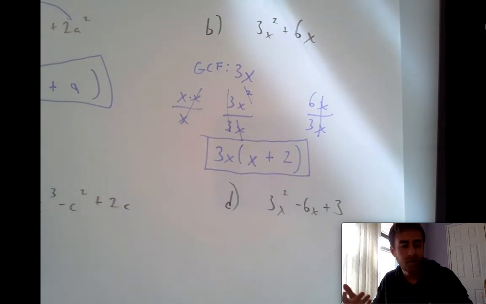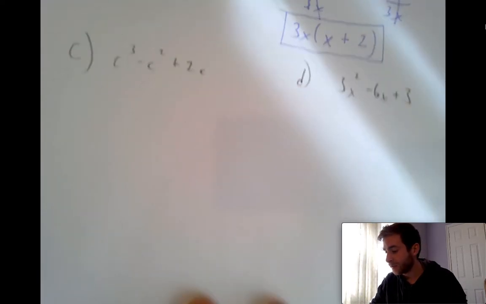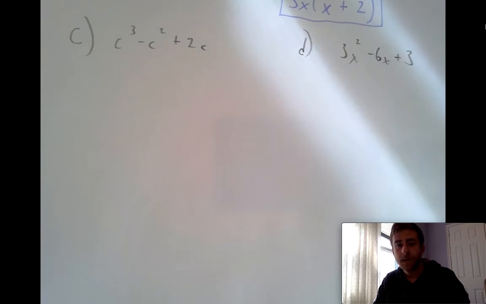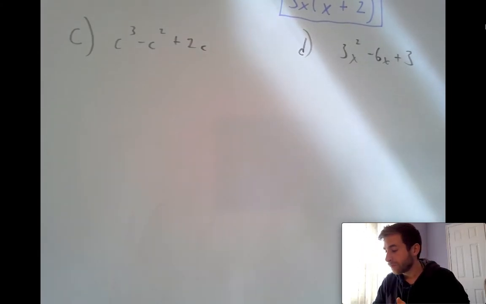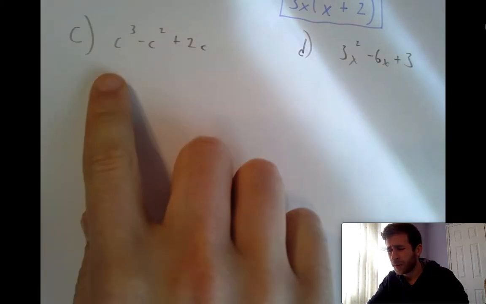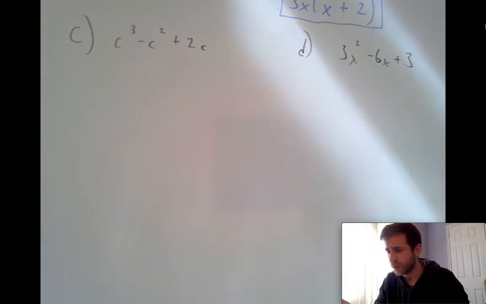If we did the distribution, you'd find out that it's A-okay. Let's move on to letter C as another example. This one's a little bit different because there are 3 terms here instead of just 2. That's fine. You're doing the exact same thing.